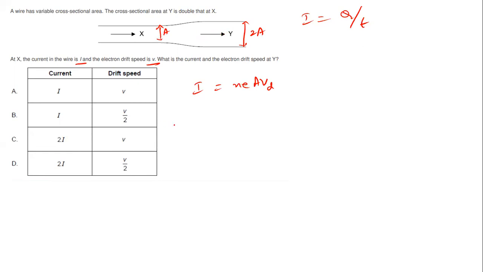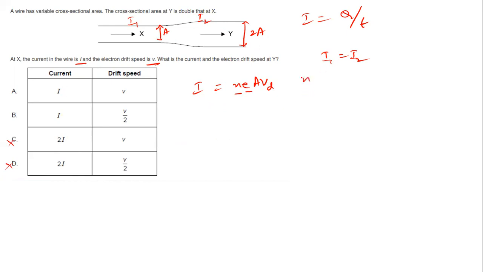Else, current cannot increase. Now let us see the current in the wire. n will not change. e will not change. A should definitely change, and vd can also change. Since current is constant, the current at this point is I1, the current at this point is I2, and I1 should be equal to I2. As a result, these two options are incorrect. One amongst the rest should be correct.